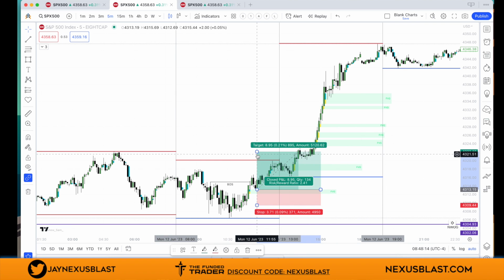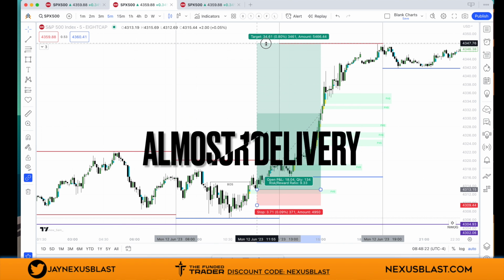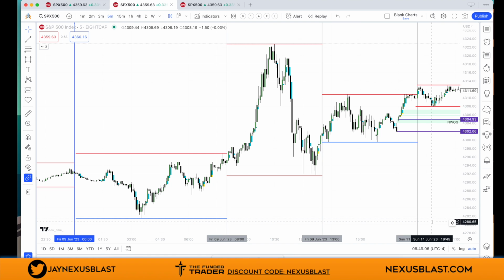And if you took a partial here and you left the trade running, this would have been almost a 10R trade. But let's be realistic. You take a partial over here and you leave a runner, and then you trail your stop loss until you get kicked out. If we take another example here, this is the New York AM session.